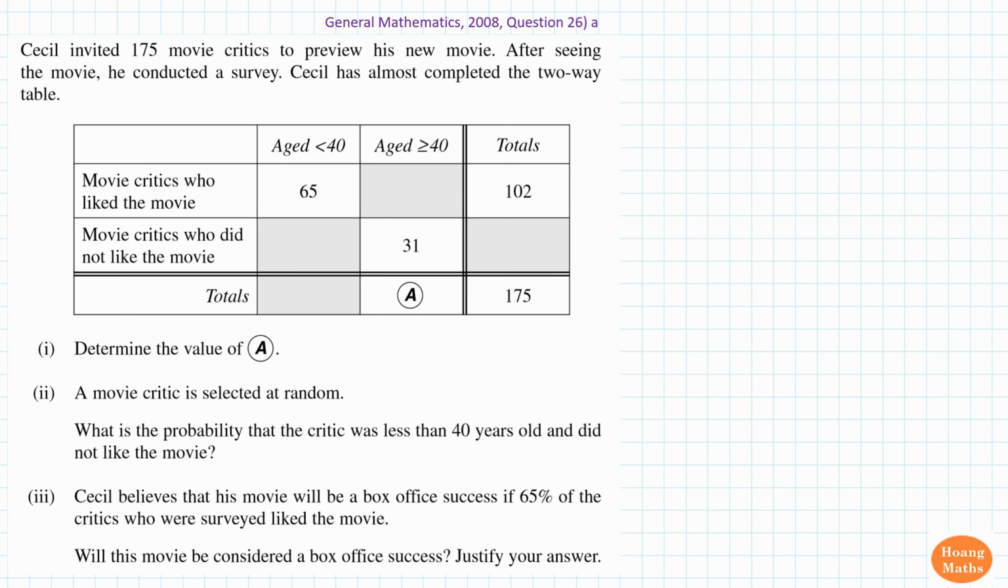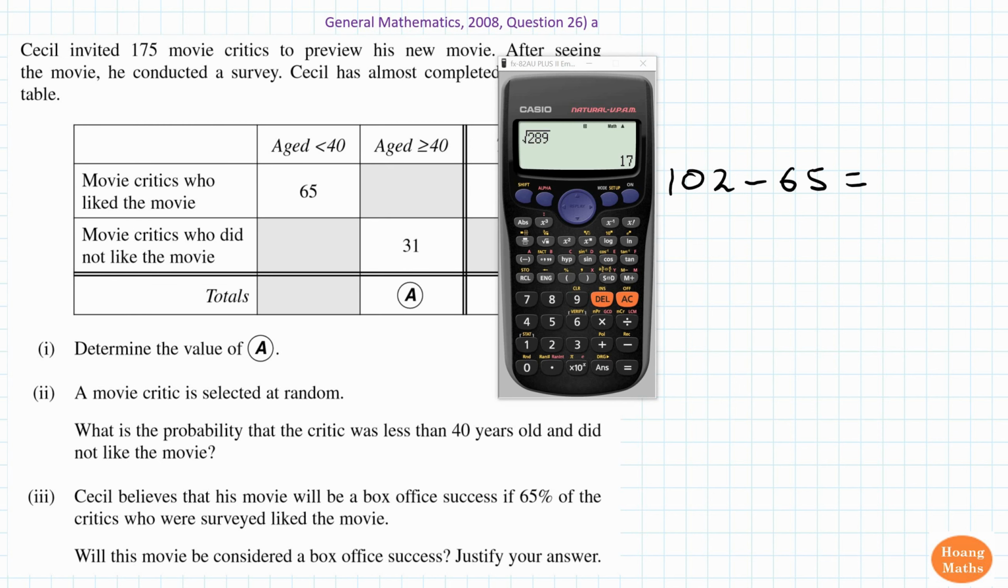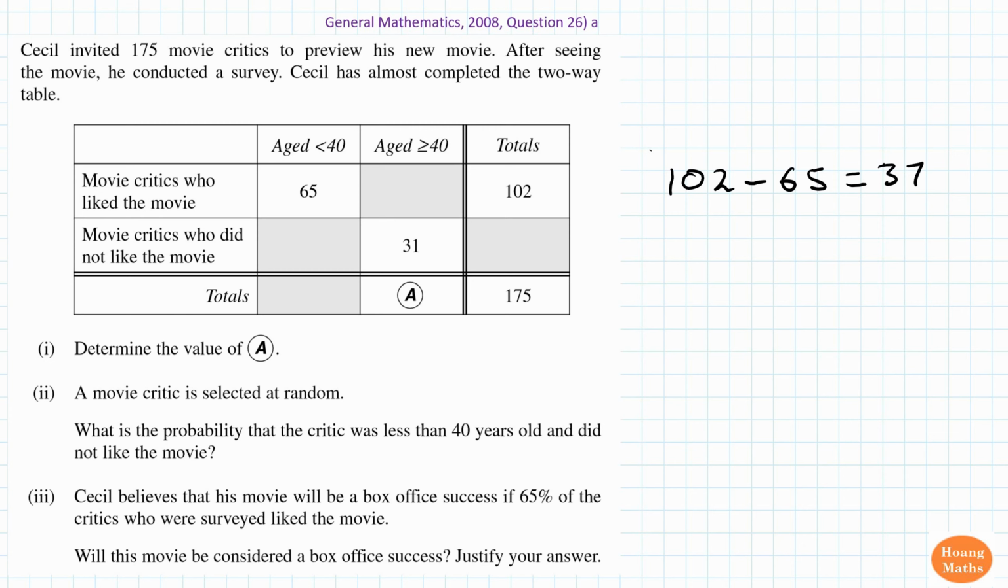So we know that 65 plus this is equal to 102. So we go 102 minus 65, which equals 37. So just write 37 here. I can answer A now, but before I do that, I will complete the table first. And we can find this empty cell here.